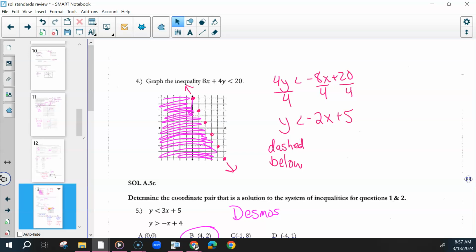For number 4, you had to graph the inequality. If you put this directly into Desmos, you wouldn't have this inequality off to the side, but it would show you that it's a dashed line shaded below with a slope of -2 and a y-intercept of 5. But if you solved it, you would also get that.